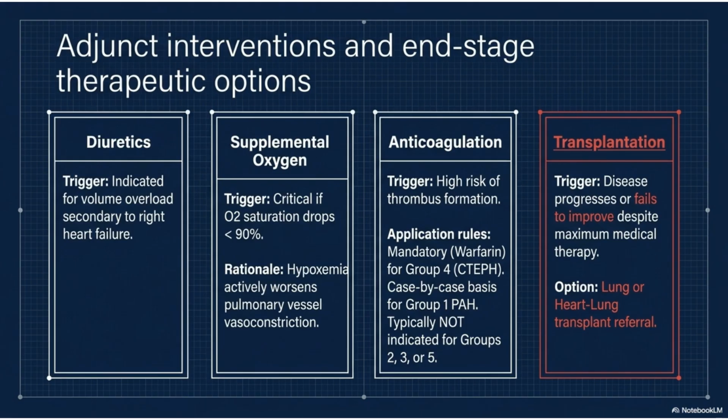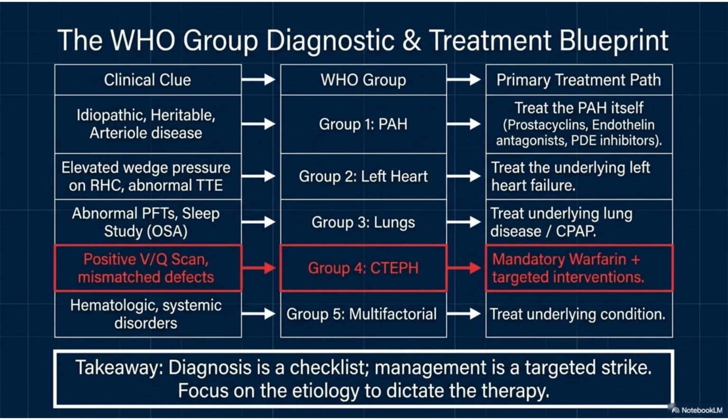Transplantation is an end-stage option when maximum medical therapy fails. The WHO Group Diagnostic and Treatment Blueprint outlines distinct paths based on etiology. Remember, diagnosis is a checklist, and management is a targeted strike, focusing on the etiology to dictate the therapy.